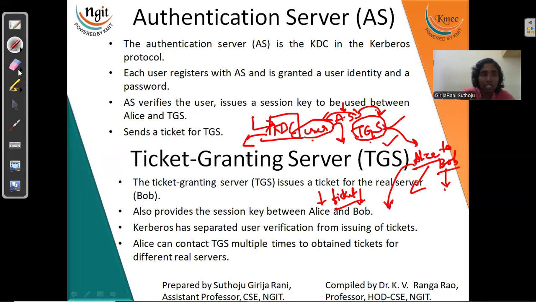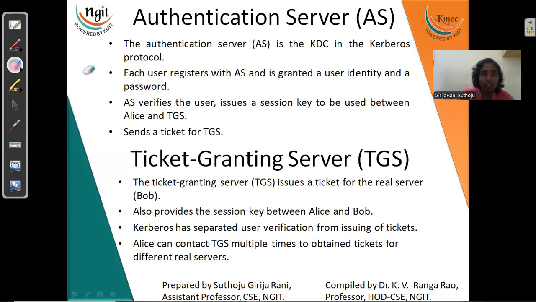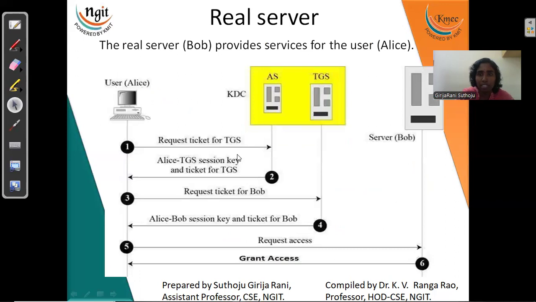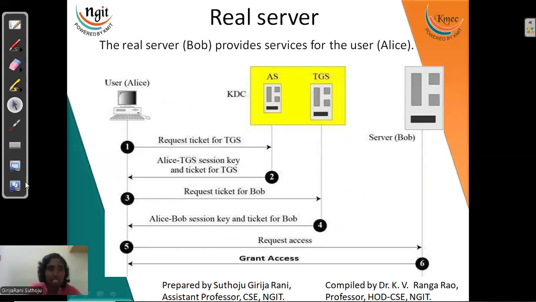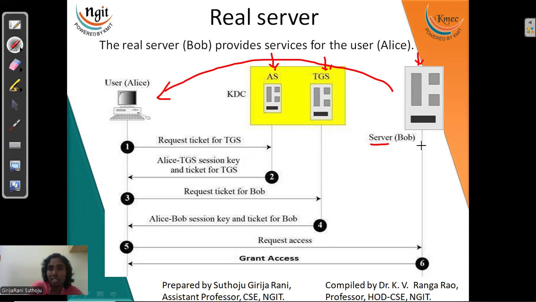This is the main procedure of Kerberos protocol. Let us see its diagram in detail. See, the diagram is having 3 servers as we discussed just now. The first one is the authentication server here. Next is the TGS and last one is a real server. So the main server which is providing services to the user is the real server.